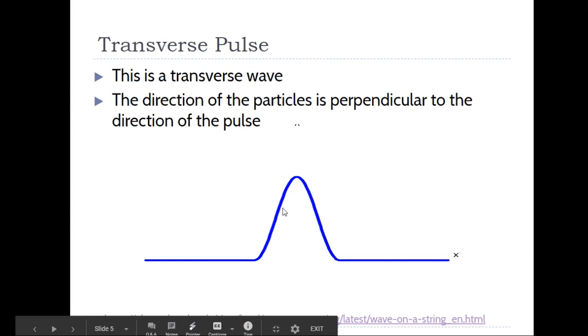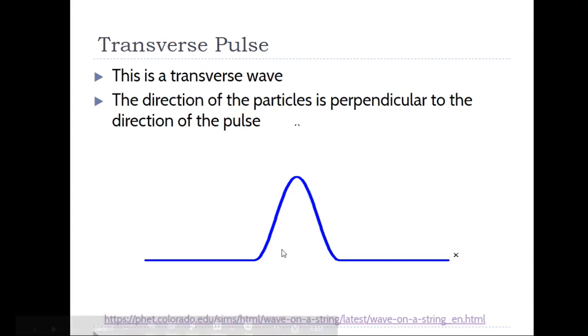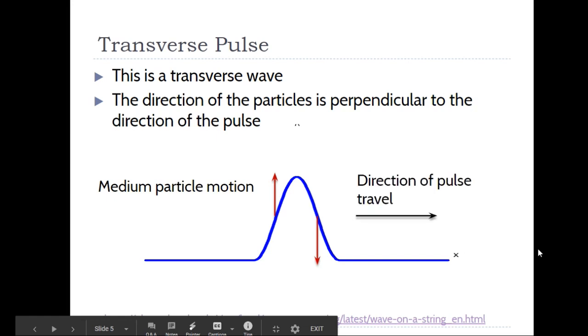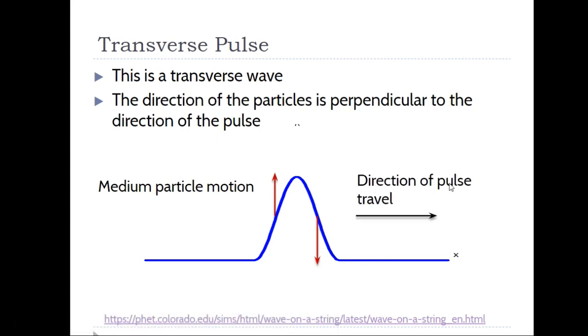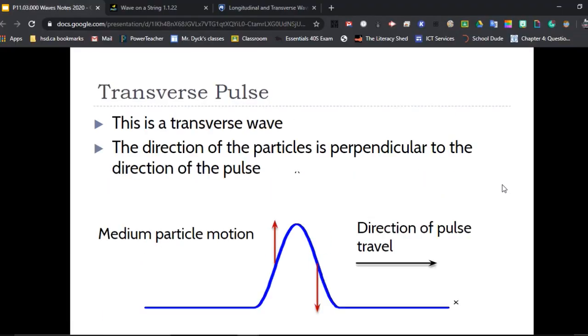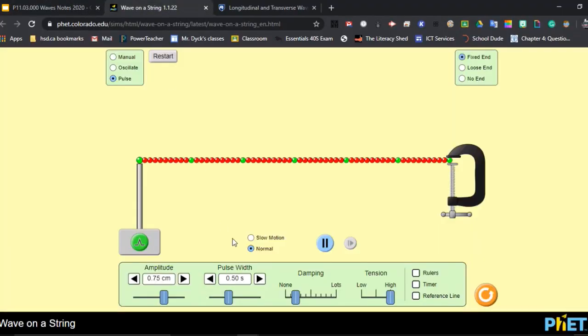And this particle right over here, again, is only moving upwards and then downwards. And so let's take a look at this example in just one moment here. So we have the medium particle motion, and then we have the actual direction that the pulse travels in. And if we go to this link right over here, let's take a look at, first of all, just one pulse.